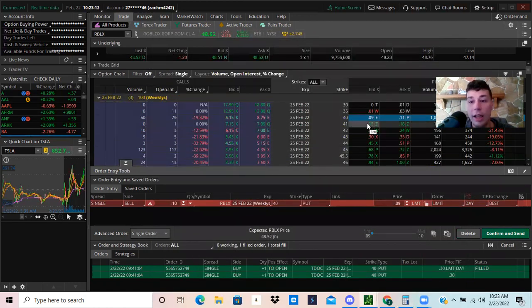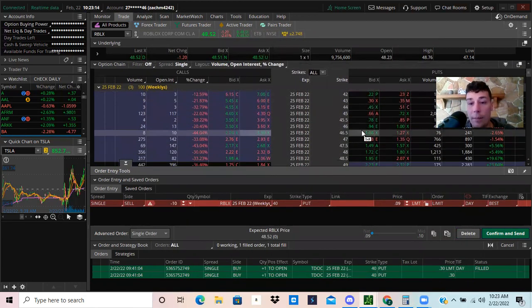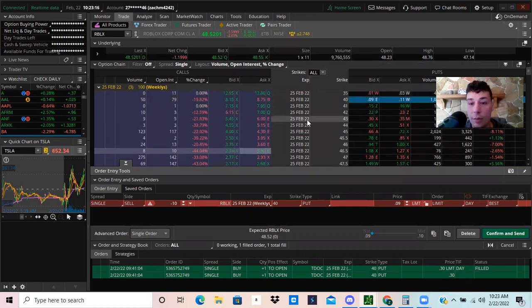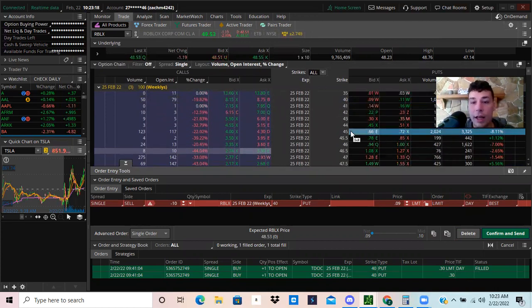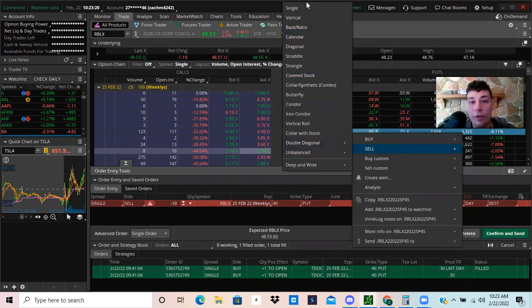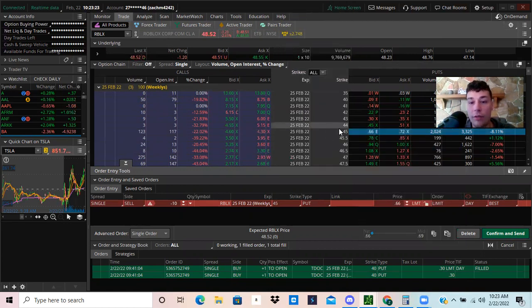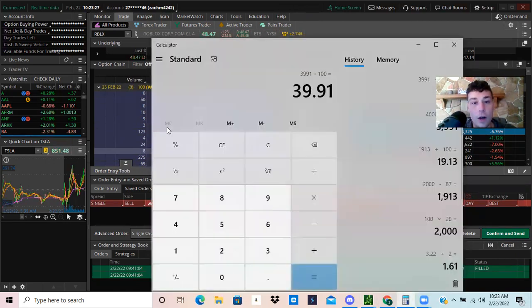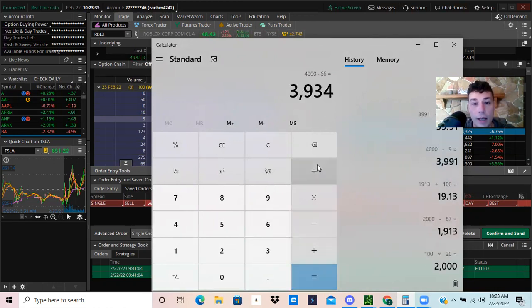Now, you can always sell a riskier put. The reason it's riskier is because you'll get paid more for that risk premium. If you sell the 45 strike, you can get $66 a contract. And if we do this again, 4,000 minus 66, divide by 100, and we'll look here, that's 39.34 average cost basis rather than 39.91.